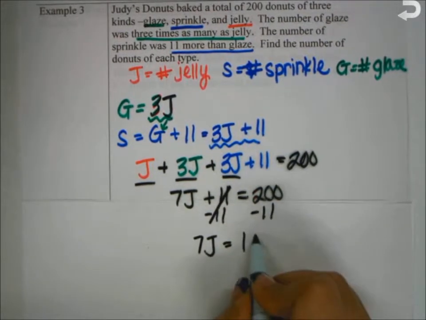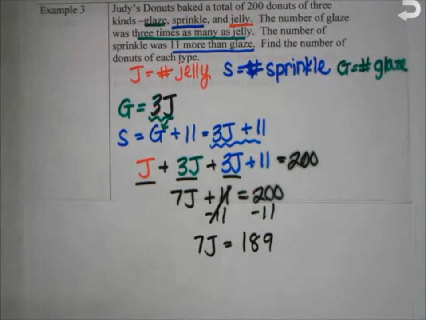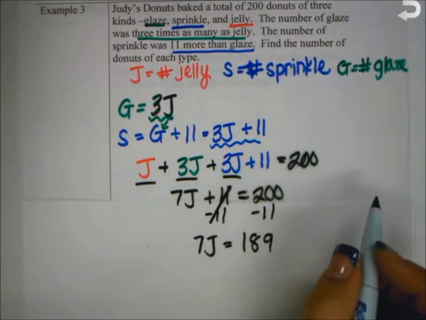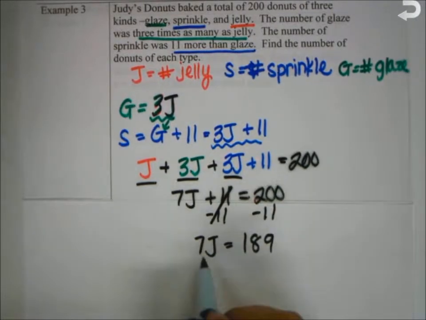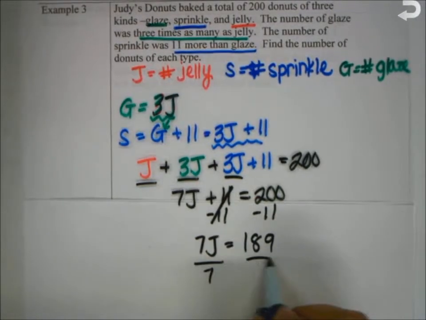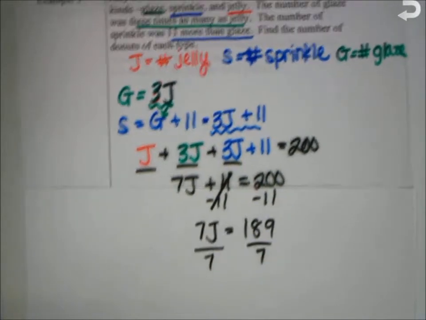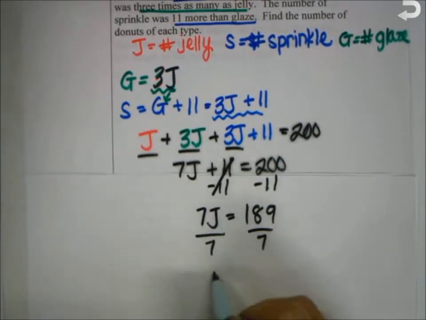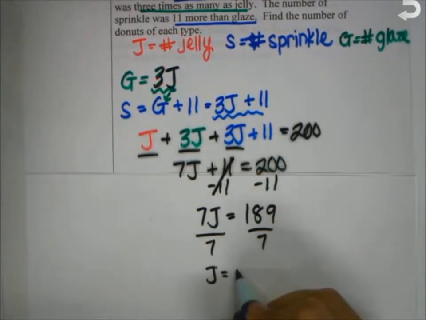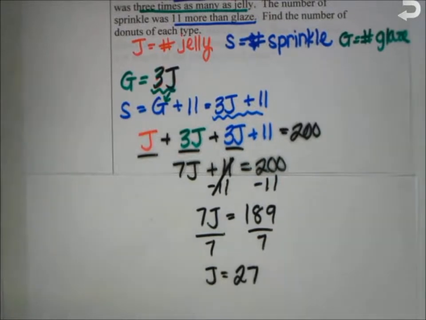And then what do I do? Divide both sides by 7. Does it come out equal this time? Yeah. So J equals 27. That's the number of jelly donuts. Okay, J equals 27. Let's do G. How about G?